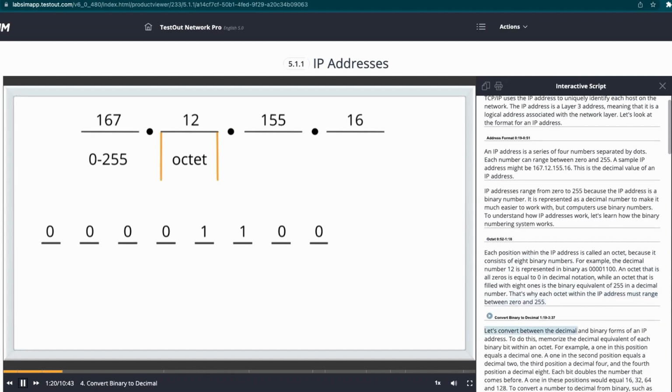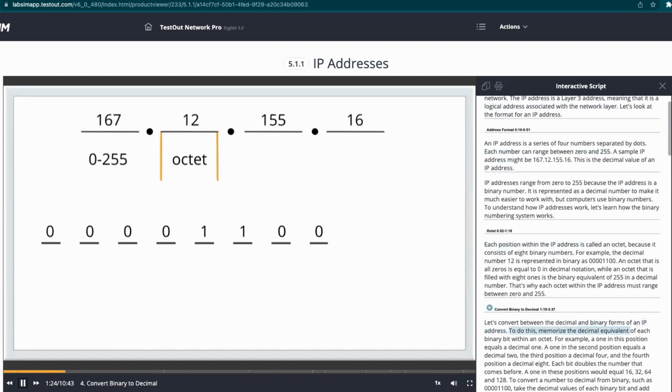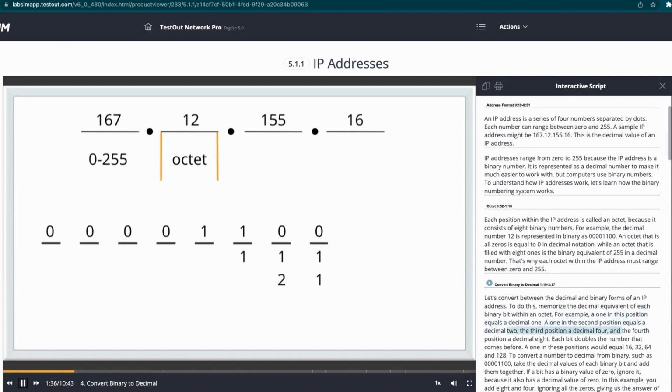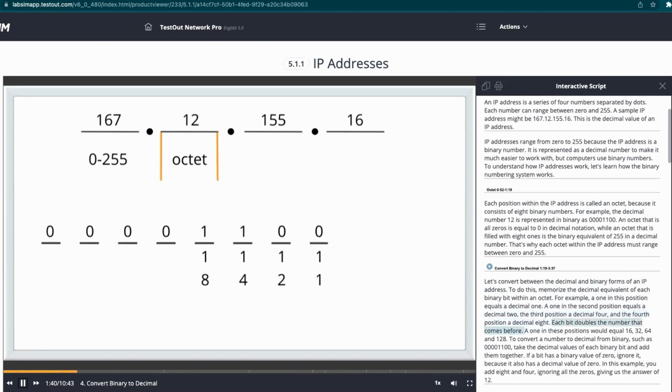Let's convert between the decimal and binary forms of an IP address. To do this, memorize the decimal equivalent of each binary bit within an octet. For example, a 1 in this position equals a decimal 1. A 1 in the second position equals a decimal 2. The third position a decimal 4, and the fourth position a decimal 8. Each bit doubles the number that comes before. A 1 in these positions would equal 16, 32, 64, and 128.